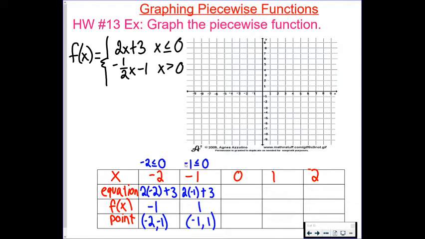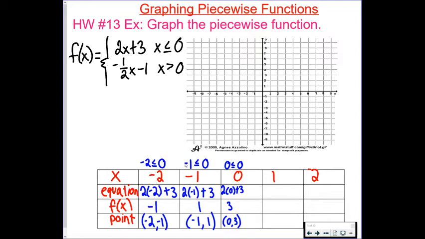Let's go plug in 0. Which interval is 0 going to fit into? Right, it's going to fit into the top one because 0 is less than or equal to 0. So 2 times 0 plus 3. 2 times 0 is 0, plus 3 is 3. And there's my ordered pair. x is 0, y was 3.